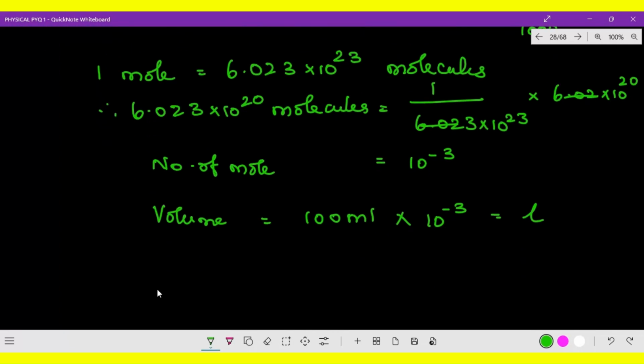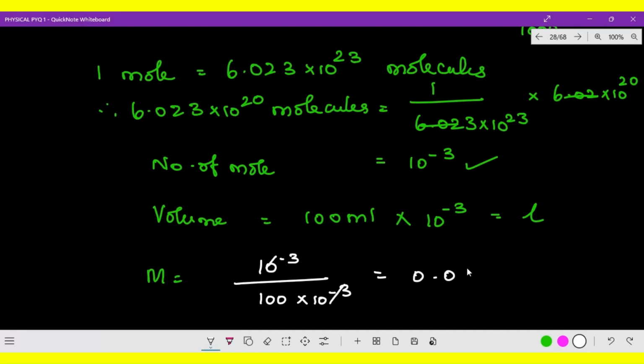Okay, now can we apply the values, these two values? This is number of moles and this is volume of solution in liter. Right. Now here M, capital M, molarity is equal to 10 to the power of minus 3 divided by 100 into 10 to the power of minus 3. So this and this will be cancelled. Remaining how much? It is 0.01. That is capital M. Hope you got the clarity.